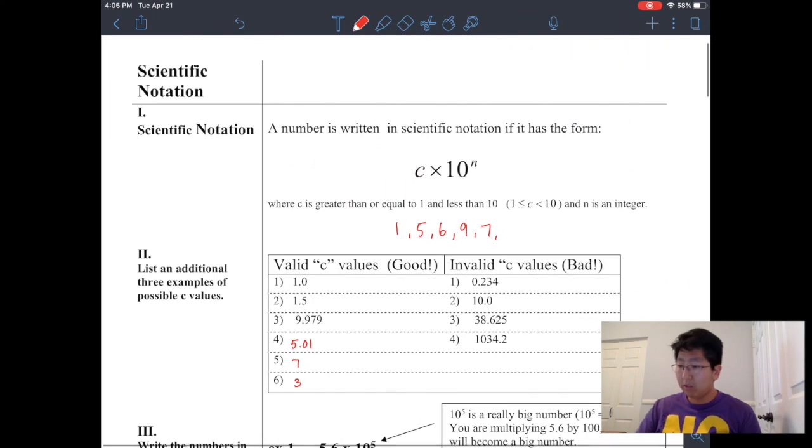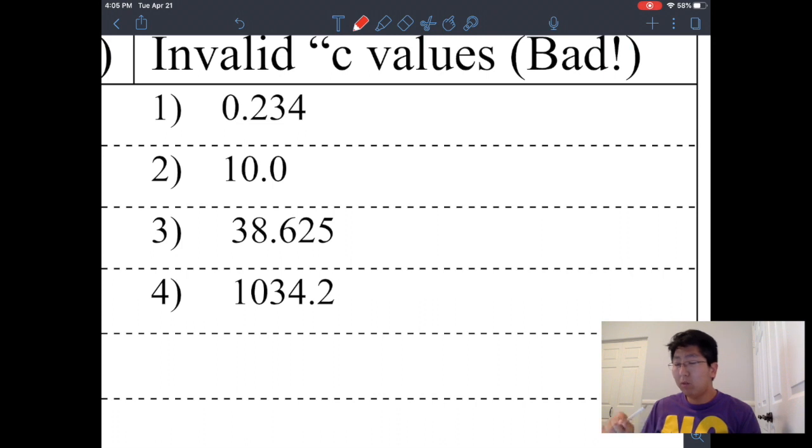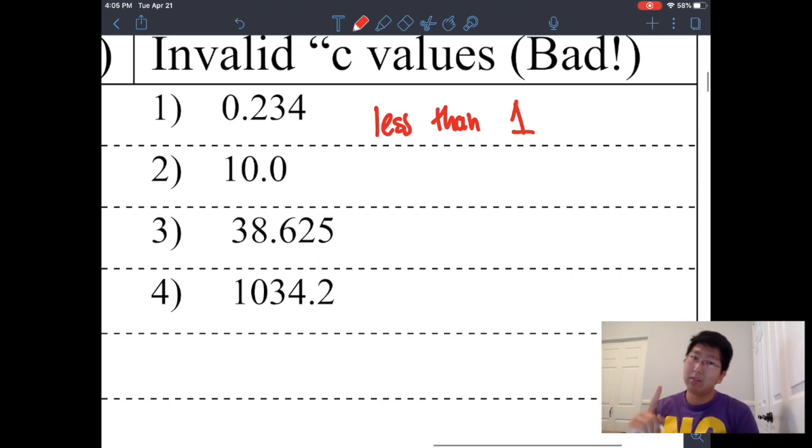So remember, C is right here. It's just saying, what number can that be? It has to be in between 1 and 10. So 0.234 does not work. Why? It is less than 1. Okay, so I want you to write this down, why this doesn't work. It's less than 1. 0.234 is a very small number. It's a decimal that doesn't even have a whole number value.